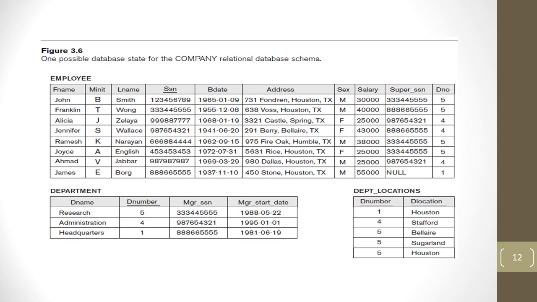So here's a possible database state for the company database. So remember, the schema is like the design, kind of the container, the state being populated with data. So you can see there's nothing in here that's invalid. If we look at the department, we have a department number. That's the primary key. There's no duplicates. Same for social security number.